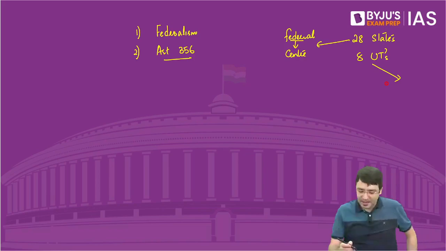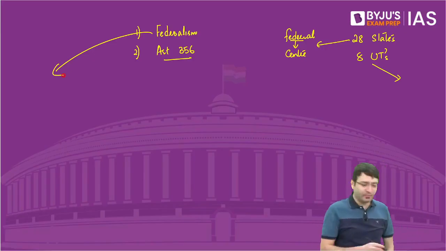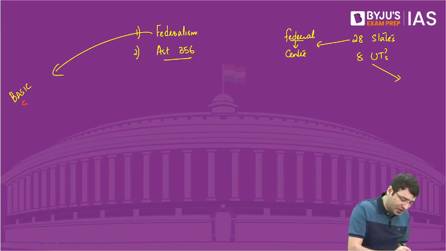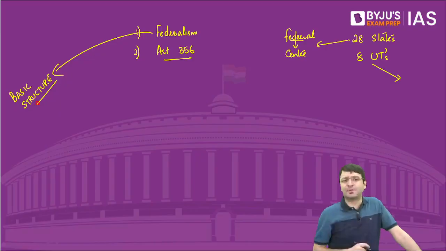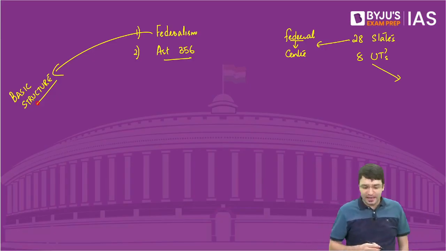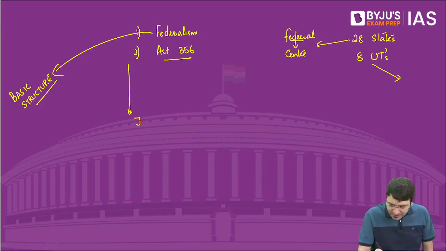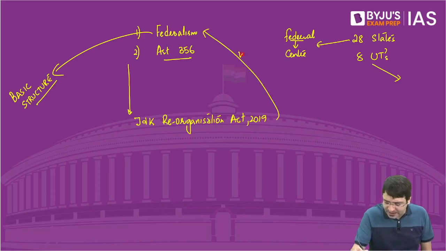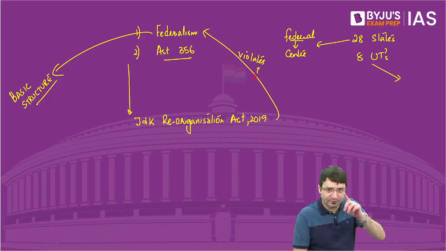Clear? But this federalism, Supreme Court has said, is part of the basic structure of the Constitution. No law passed by the Parliament can violate federalism. No act passed by the Parliament can violate federalism. Federalism is part of the basic structure of Indian Constitution. And there are some critics who say this Jammu and Kashmir Reorganization Act of 2019, it violates federalism. How? Listen to me carefully.